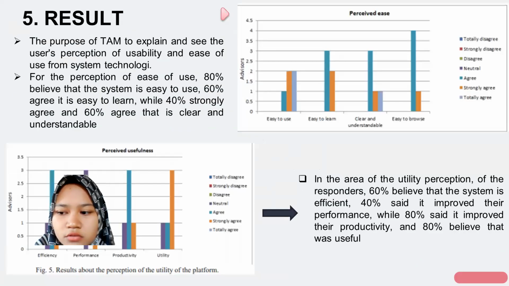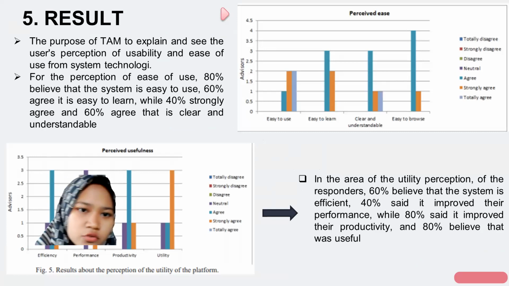Finally, you will know the results from the research. First, results of TAM. The purpose of TAM is to explain and see the user's perception of usability and ease of use of system technology. For the perception of ease of use, 80% believe that the system is easy to use. 60% agree it's easy to learn, while 40% strongly agree, and 60% agree that it's clear and understandable.